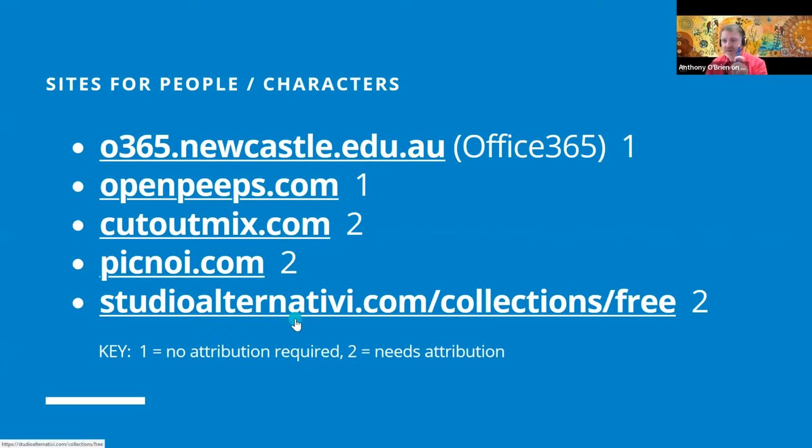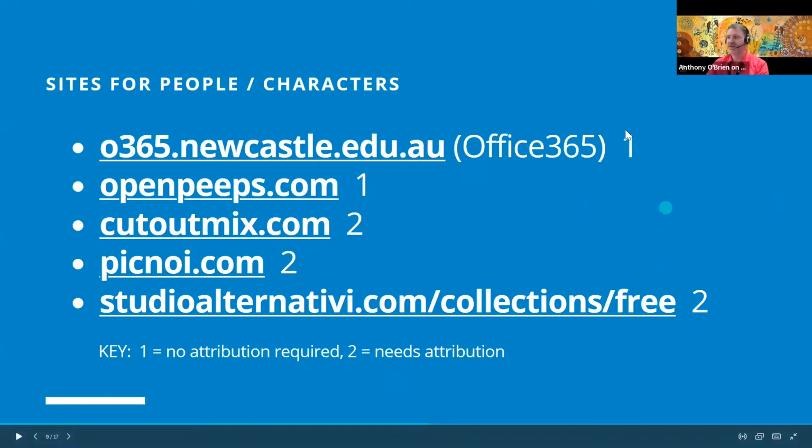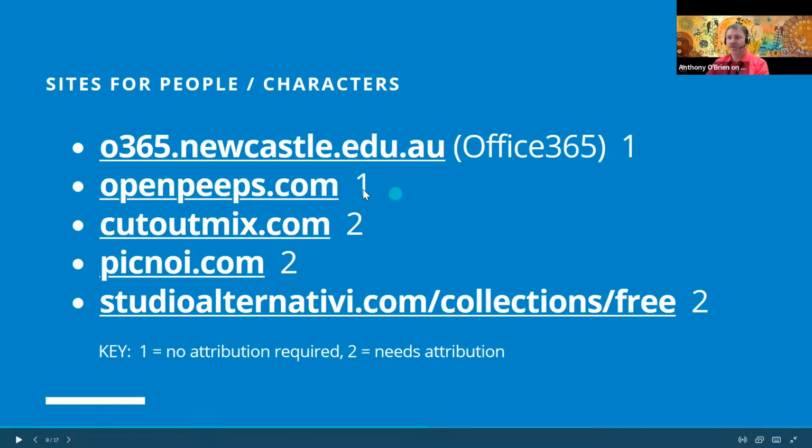I always get this wrong. Studio Alternativi. There we go. They have some free collections. And again, just paying attention to our attribution requirements. Number one is a no. Open Peeps is also a no. We don't need to worry, but again, provide credit if you have to or would like to. And number two is definitely in one form or another, we need to give credit for those ones.